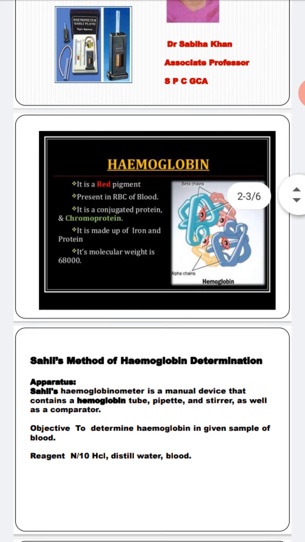And what is the molecular weight? The molecular weight is 68,000. Now in the diagram you can see the heme units and they are binding with the iron atoms. Then you can see the chains, the alpha chain and the beta chain, which constitute the hemoglobin. So this is the whole structure of hemoglobin. If somebody asks you about hemoglobin, now you will be able to reply.